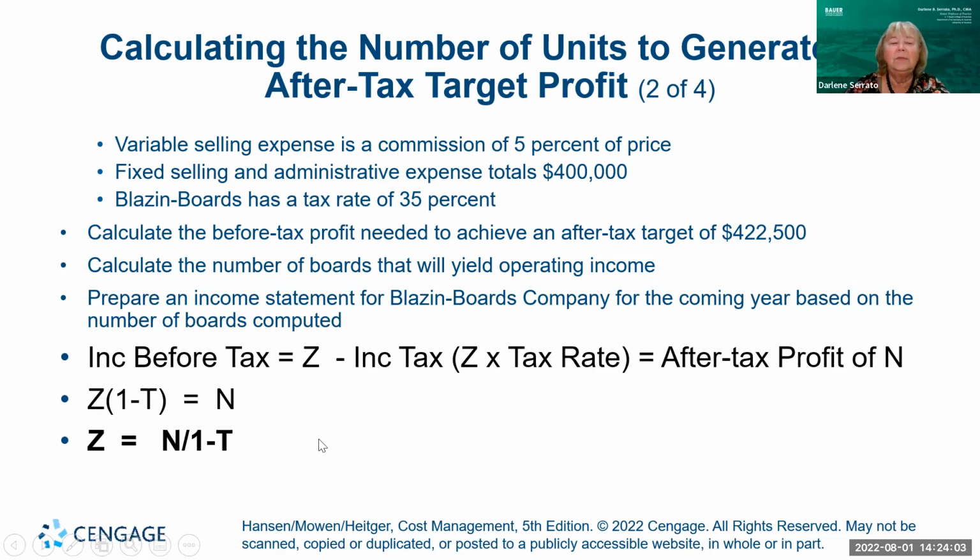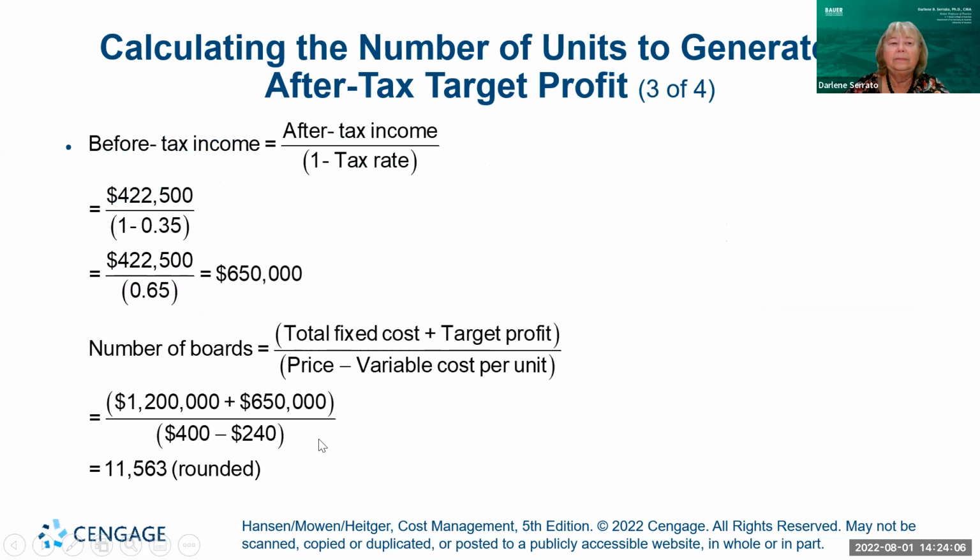P minus V times Q minus F equals Z. So after-tax income divided by 1 minus the tax rate gives us a before-tax income of $650,000. So Q is fixed cost plus the target profit divided by contribution margin per unit, which is price minus variable cost per unit. So you're going to get 11,563, and that is rounded.